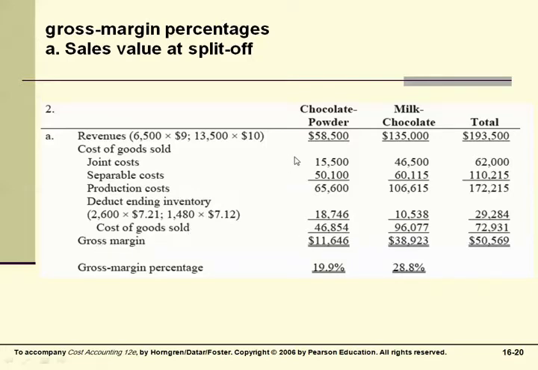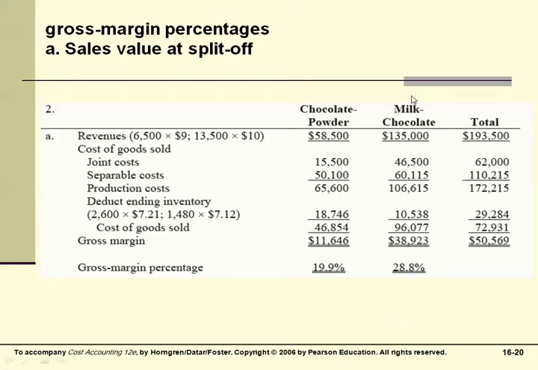Gross margin will equal 58,500 minus 46,854, which will result in $11,646. So gross margin percentage will equal 11,646 divided by 58,500, which will result in 19.9%.